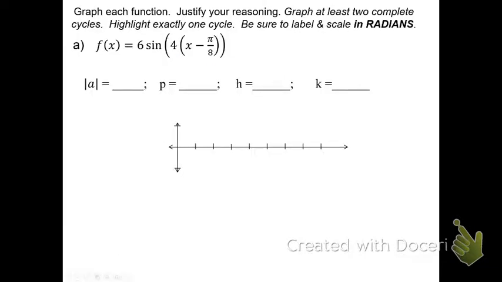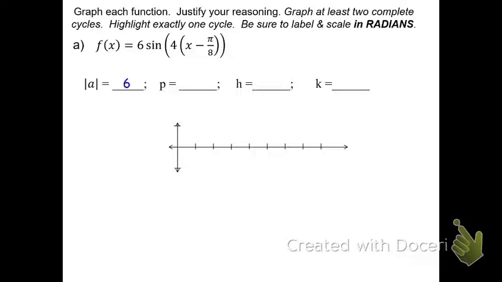All right, so let's graph another one with a phase shift. Here we've got f of x equals 6 sine of the quantity 4 times the quantity x minus pi over 8. Take a moment and see if you can figure out what is the amplitude, the period, the horizontal shift, and the vertical shift.